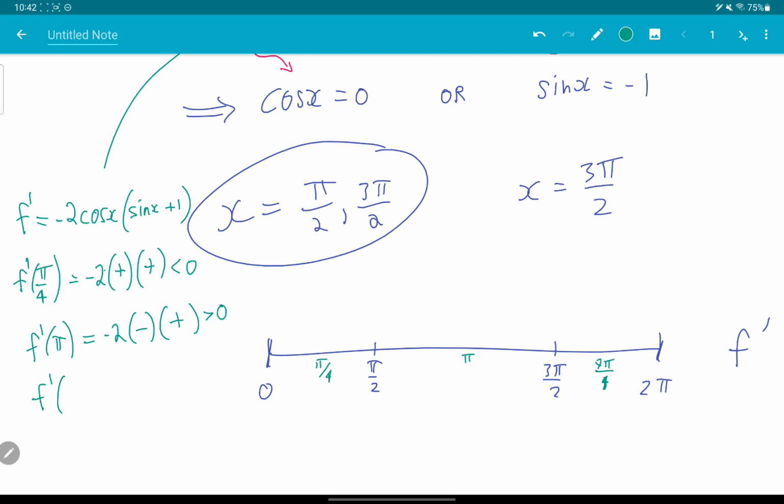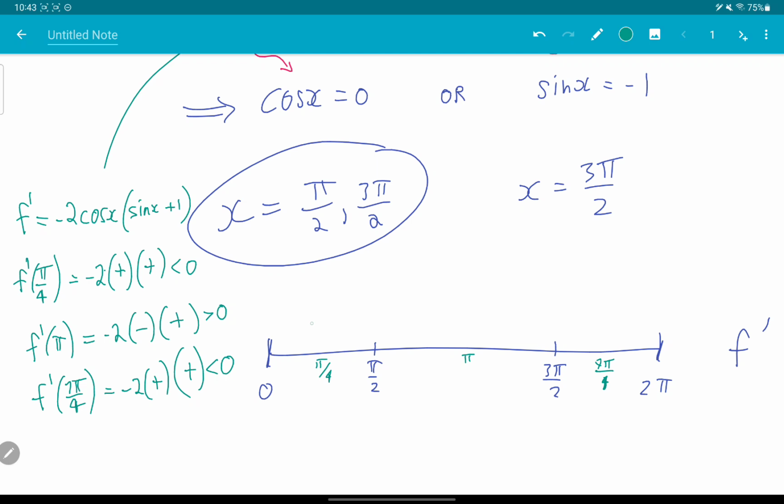Then f prime of 7 pi over 4. Cosine is positive. This bracket will also be positive since how do I know that? Sine x is, sorry, sine x is bigger than -1. This bracket's just is not going to be negative. It could be 0, but it's never going to be negative. But in this case, it's going to be positive. So less than 0.